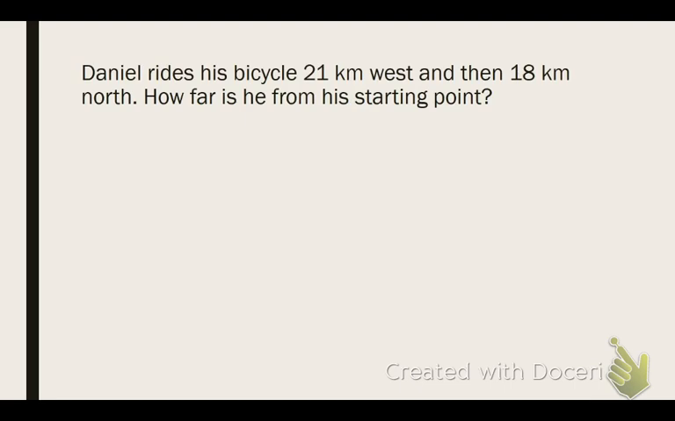Daniel rides his bicycle 21 kilometers west and then 18 kilometers north. How far is he from his starting point? So, let's say he starts at his house. I don't care where he starts, but this is his starting point. Starts. Beautiful house. What does he do? The first thing. You ride 21 kilometers west. Which direction is that? Definitely.